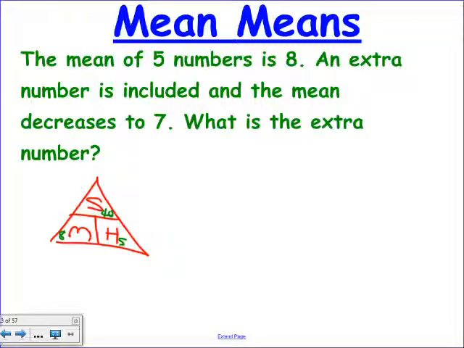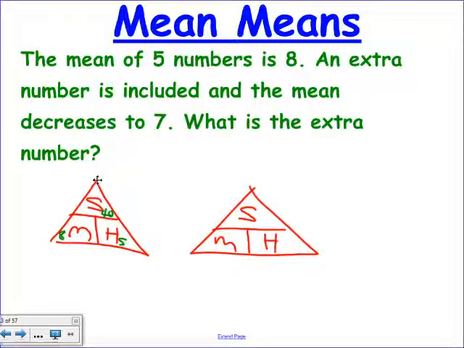Easy, isn't it? Yeah? Let's draw another triangle for the second set of data. I've got S at the top, my mean, and however many numbers I've got. So, an extra number is included. How many numbers have I got? 6 numbers. What's the mean of the numbers? It reduces to 7. What's the total? 42. What number did I add? 42 minus the 40 I had to start with. So I added the number 2 to my set of data. So my mean's gone down, which you'd expect.